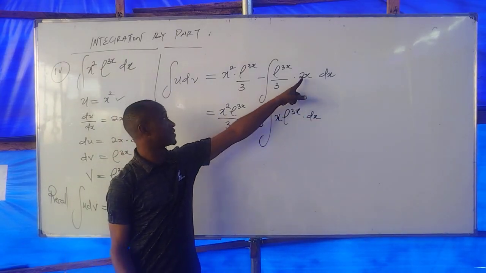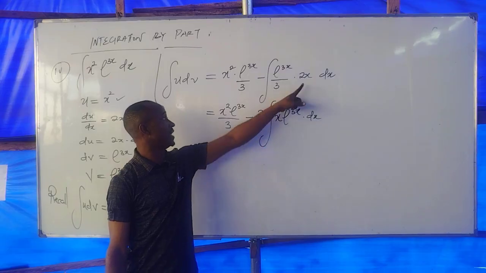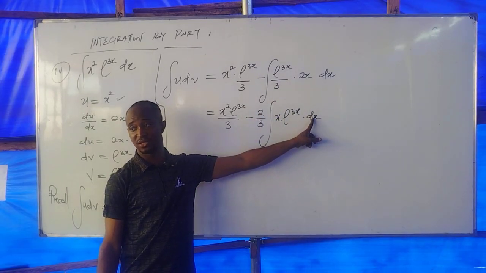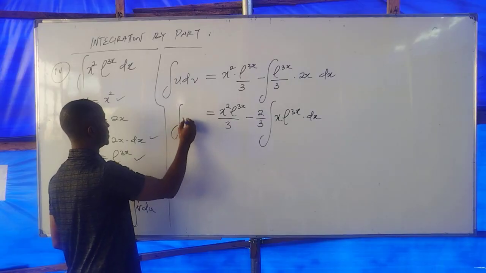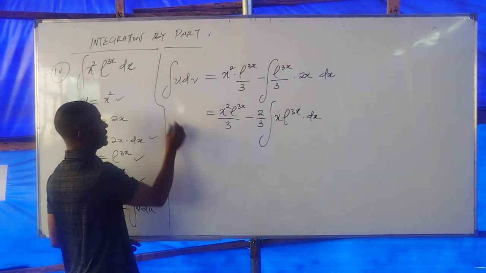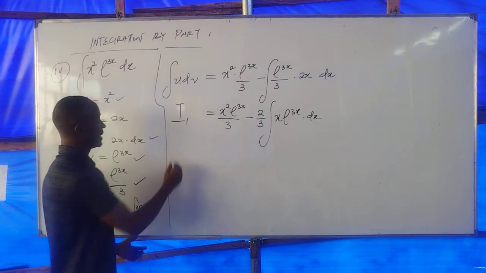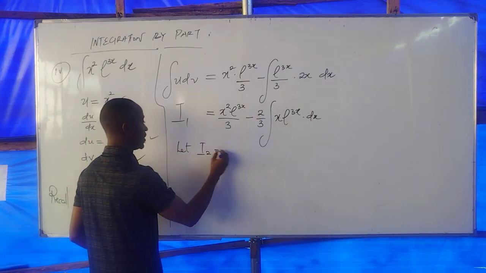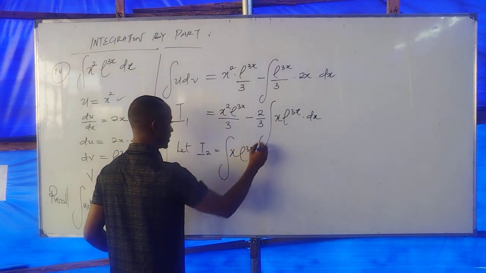The constant value here is 2 over 3. We'll bring it out. If this is out, that means we are left with x exponential 3x dx. Are you following the gist here? Okay. This is the same as the integral of u dv. We can call this our I1. You get? Then we now say let I2 be equal to the integral of x exponential 3x dx.